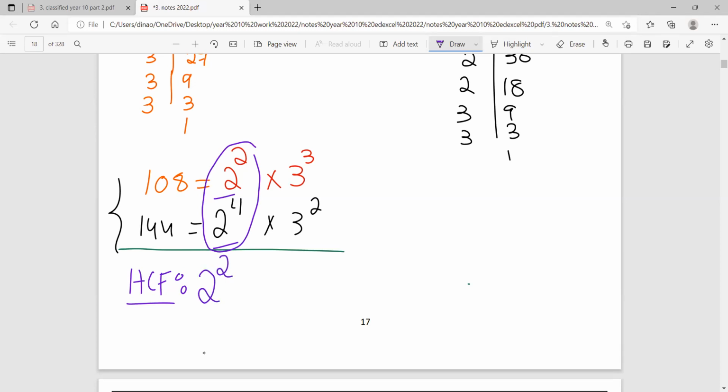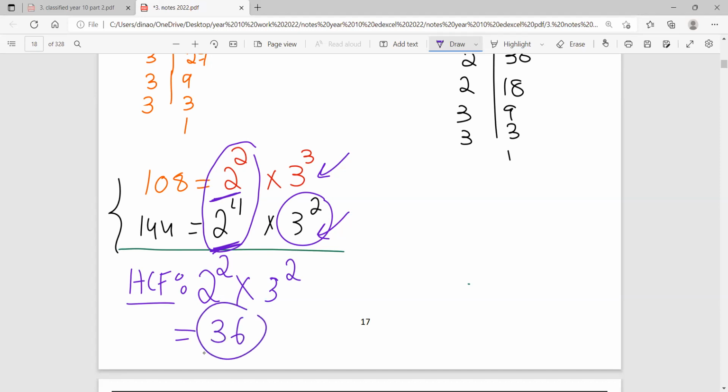So first we are focusing on the HCF. To find the HCF, with the common factors, select the factor with the smaller power. Then calculate normally: 2 power 2 times 9, which is 36. So this is your HCF.